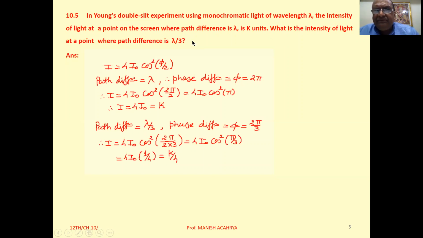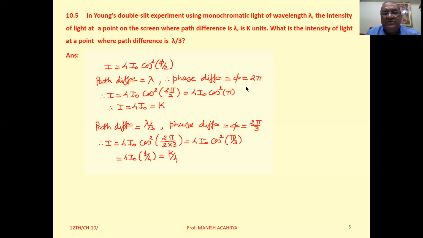Now see, we have the equation for the intensity at the point of superposition, that is I equal to 4I0 cos square phi by 2. Now here it is given to you when the path difference is lambda, at that time intensity is k unit. So lambda path difference corresponds to 2 pi radian phase difference. So here when the path difference is lambda, we can write phase difference phi, that is 2 pi radian.